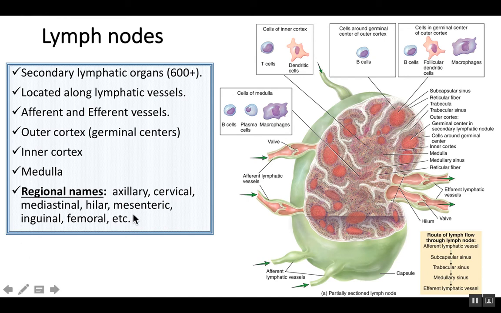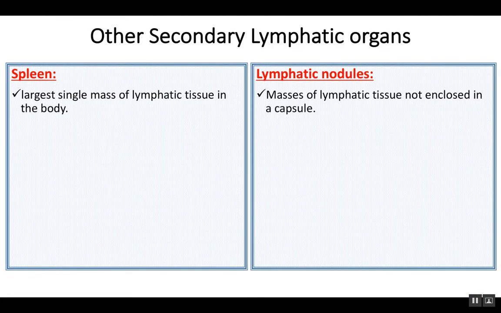Mesenteric are found in your intestines. Inguinal are in your groin. Femoral are in your thigh. These are all very common locations to find many of our lymph nodes.